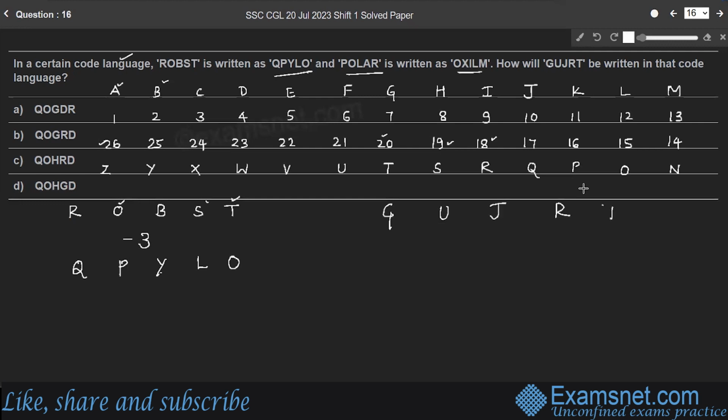Therefore, GUJRT. Subtract 3. G minus 3: 7 minus 3 is 4, which is D, written at last. Next, U is 21, minus 3 is 18, which is nothing but R. J minus 3, 10 minus 3 is 7, which is G. R minus 3, R is 18, minus 3 is 15, which is O. And T minus 3, T is 20, minus 3 is 17, write it as Q. Therefore, GUJRT is coded as QOGRD. So QOGRD, option B is the right answer.